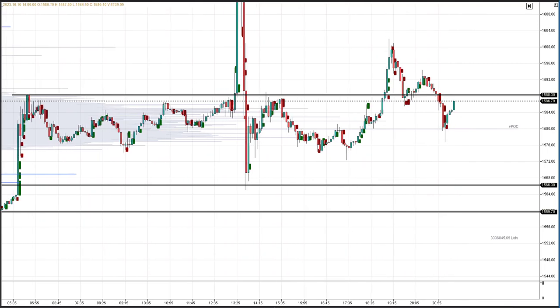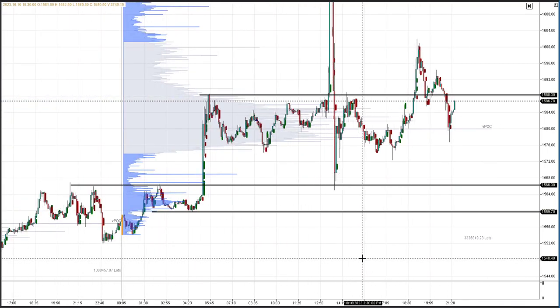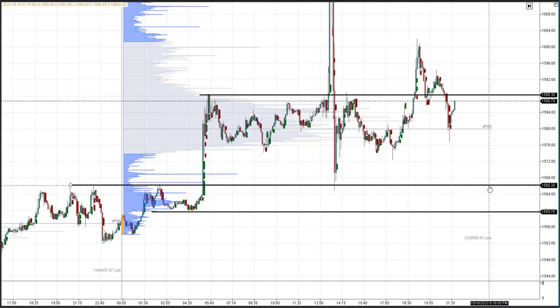But because it's going to be the second time, I cannot just go long around this area. I have to confirm it with the information given to me by the footprint chart. So how do I get that information? What things do I need to look at?